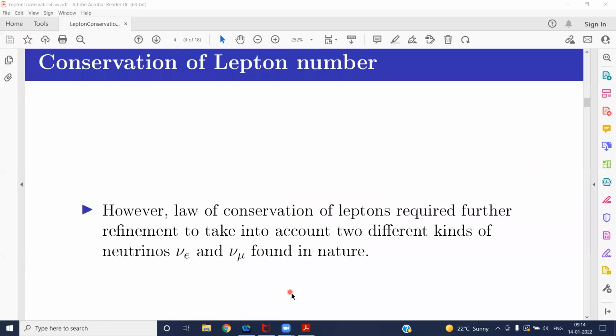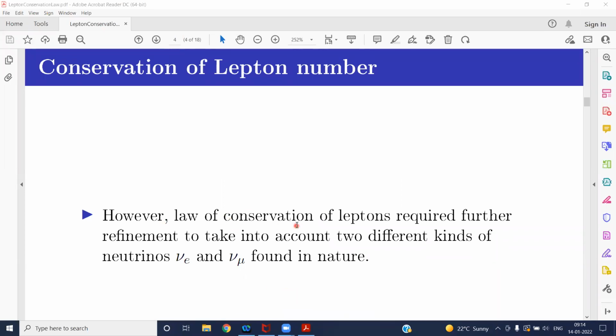Now one more thing. The law of conservation of leptons required further refinement to take into account two more types of neutrinos, called electron neutrino and muon neutrino. They are found in nature. I am stating it now and will explain it in the next slides. What I am trying to say is that lepton number conservation is fine. We can accept it. We will check every process known to us in nature and verify whether lepton number is conserved. So I had to introduce a further classification into the conservation of lepton number. How I do it is the next story.